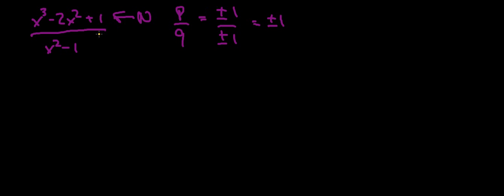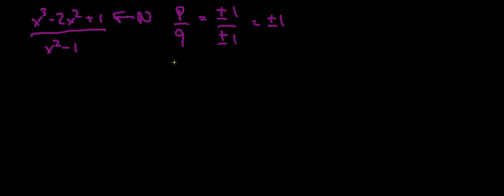However, in this case we can't really use... Oh no, I'm sorry, never mind. I was thinking about the next part. But anyways, let's just figure out what the zeros of this are. We know there's going to be at least one real zero, because it's an odd polynomial. So let's just test 1 first.